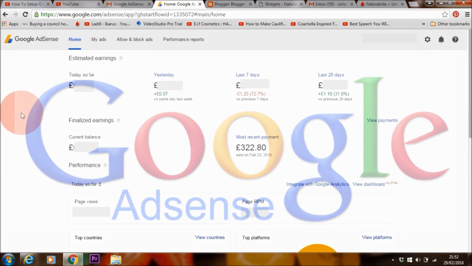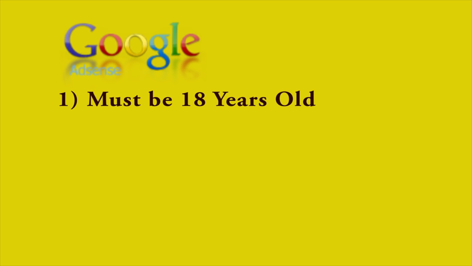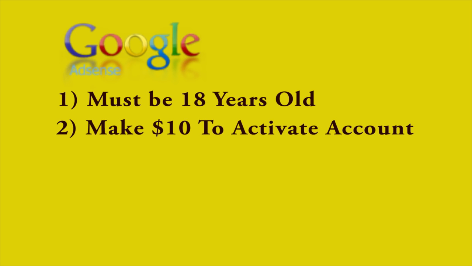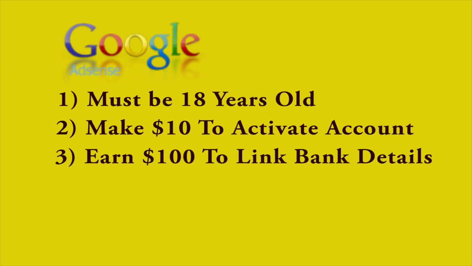So let's get started. Number one, yes, you need to be 18 years or over to create or set up a Google AdSense account. Number two, you need to make $10 to activate your AdSense account. Number three, you need to make $100 to link your bank account details or your PayPal account details to Google AdSense. Until you make $100, you won't get paid from Google AdSense, so just be mindful of that.